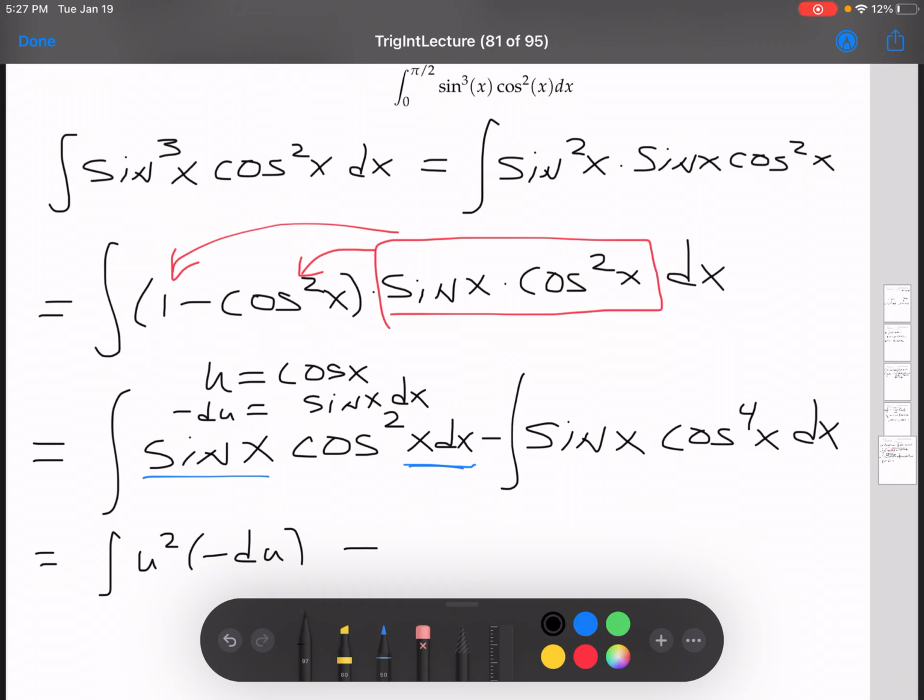And then we have minus, and we can do exactly the same thing over here. So u over on this one, we have same substitution. U is cosine. Negative du will be sine x dx. So we have the integral of u to the fourth negative du.